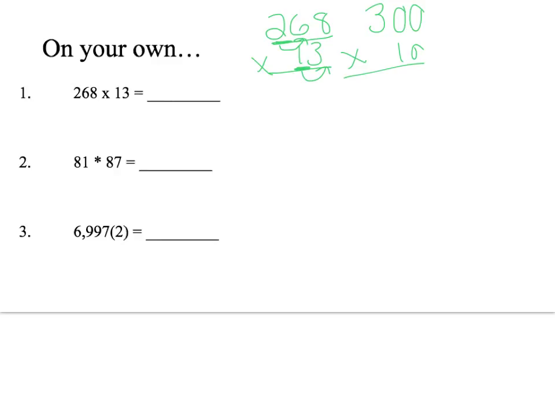Now, we don't have to actually go through all of this multiplying. We know our little shortcut. 3 times 1 is 3. And then between the two numbers, we have 1, 2, 3 zeros. So we're going to put 3 zeros after the 3. And our estimate is approximately 3,000.